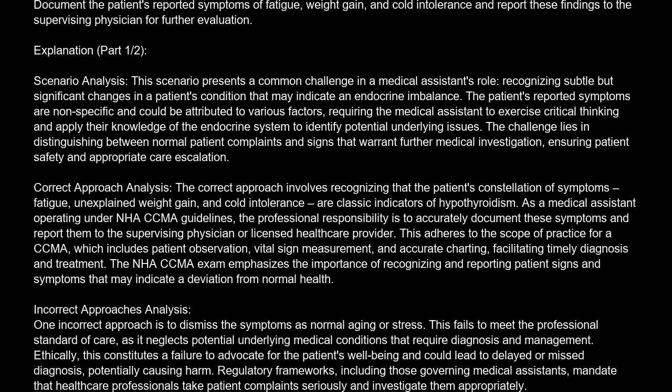The NHA CCMA exam emphasizes the importance of recognizing and reporting patient signs and symptoms that may indicate a deviation from normal health. Incorrect approaches analysis. One incorrect approach is to dismiss the symptoms as normal aging or stress. This fails to meet the professional standard of care, as it neglects potential underlying medical conditions that require diagnosis and management. Ethically, this constitutes a failure to advocate for the patient's well-being and could lead to delayed or misdiagnosis, potentially causing harm.